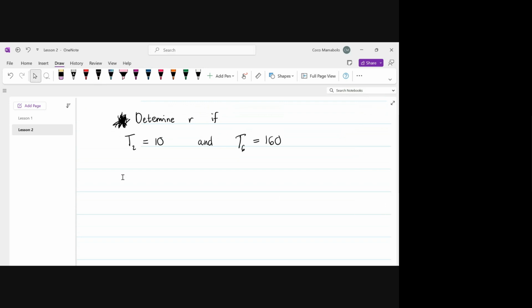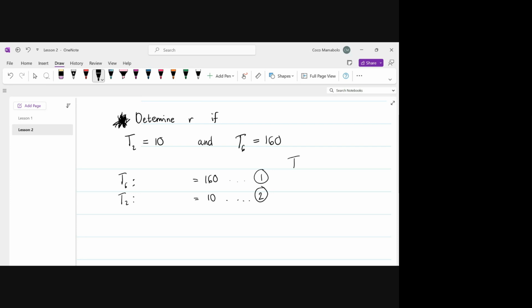We're going to start with the big number. T6 equals 160. That is equation 1. And then T2 equals 10. That is equation 2.